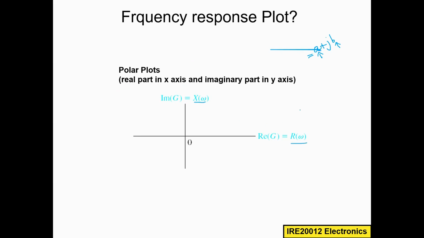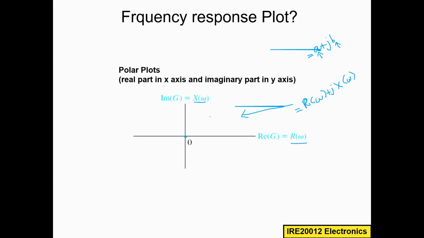So how can we write this function? We have to write it like R of omega plus j X of omega. This function we can represent in the graph like this. All the real part will be represented on the x-axis, all the imaginary part will be represented on the y-axis. Of course, it starts at 0.